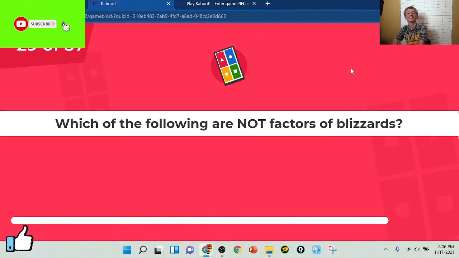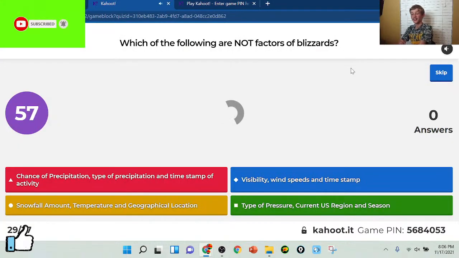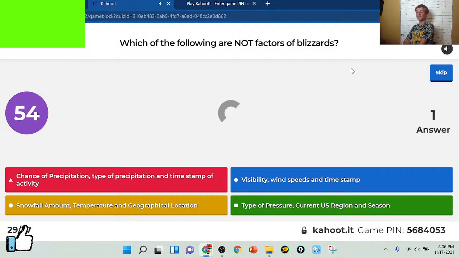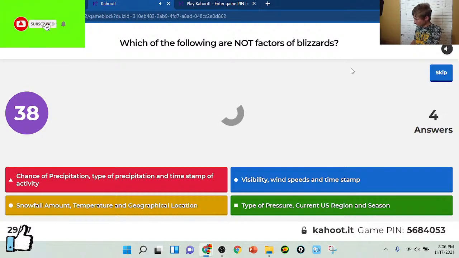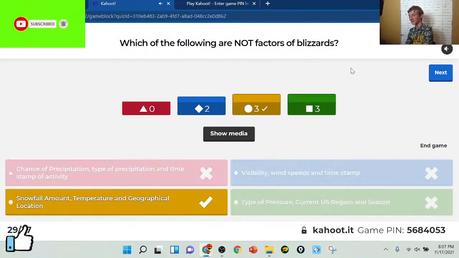Which of the following are not factors of blizzards? Is it A, chance of precipitation, type of precipitation, and timestamp of activity? Is it snowfall amount, temperature, and geographical location? Is it visibility, wind speeds, and timestamp? Or is it type of pressure, current U.S. region, and season? I think everybody's taking their sweet time on this one to make sure they don't get it right. So yes, it is snowfall amount, temperature, and geographical location.